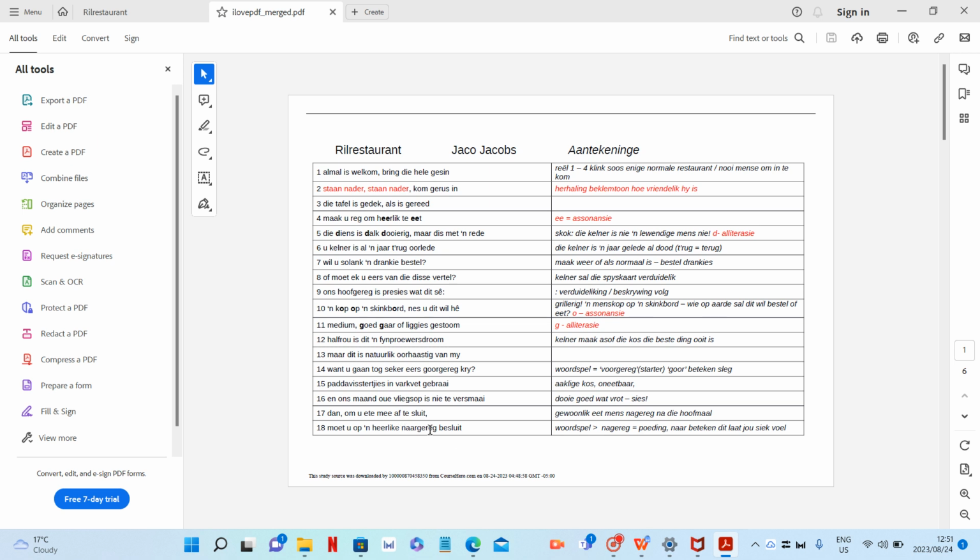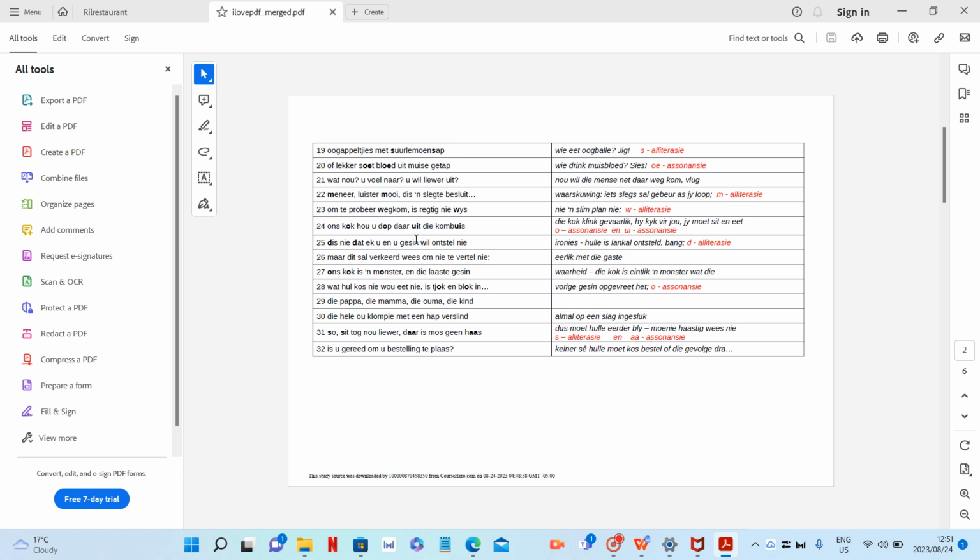They said naargereg. So naar means disgusting, like you want to vomit. When you're feeling naar, meaning you're feeling sick. So now they've used a woordspel there. Instead of saying pudding, they said naargereg to make you feel sick, to give you that disgusting feeling. Oogappeltjies met suurlemoenesap. So they're saying eyeballs with lemon soup. So the S, you see the S here, and here is alliteratie.